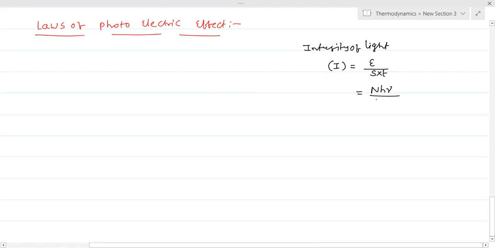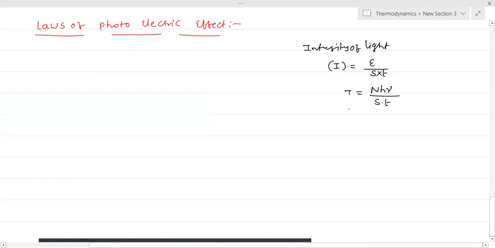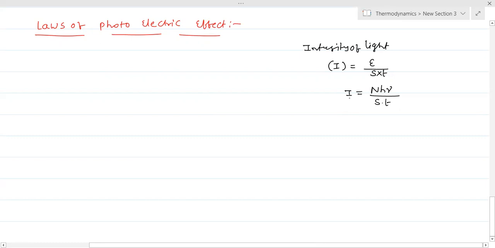By area of observation, no issues. By T we will take. Here the most important thing is the intensity basically depends upon number of photons and frequency. So you need to understand it very carefully. Intensity depends upon number of photons as well as frequency. So I, N and nu, all these three are variables.